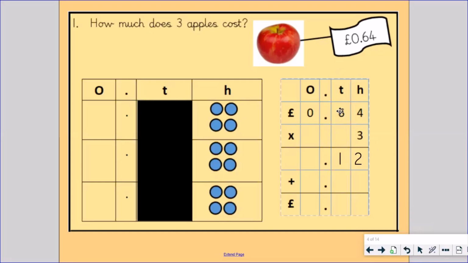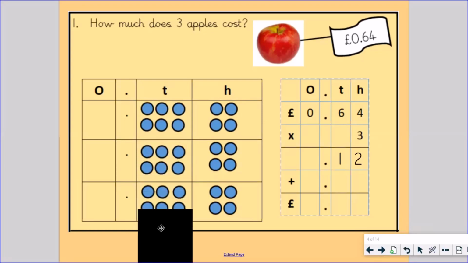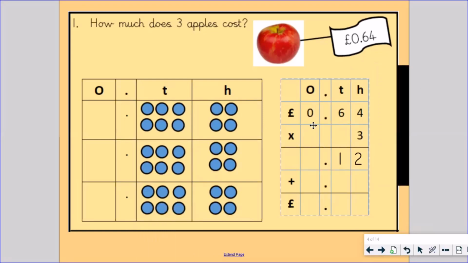So 3 times 6, because there's 6 in the tenths column. So again, I've got 1 apple, that's 6, 2 apples, that's 12, 3 apples, that's 18. Okay, keeping in mind that that's 18, but it's in my tenths column, which means again I'm going to put the 8 in the column that we're talking about. So the 8 goes in the tenths column, and my 1, that's going to go over into my ones column. Okay, like this. So I've now got £1 and 80p.